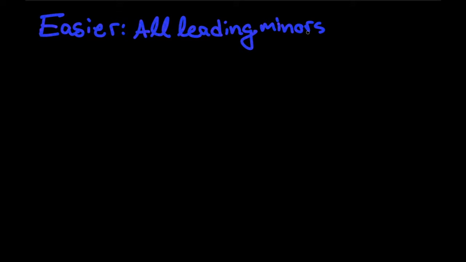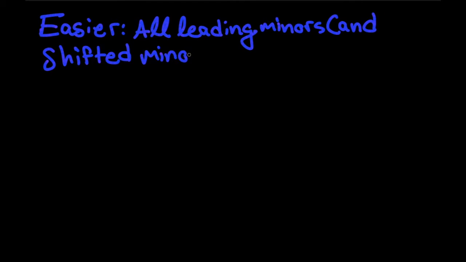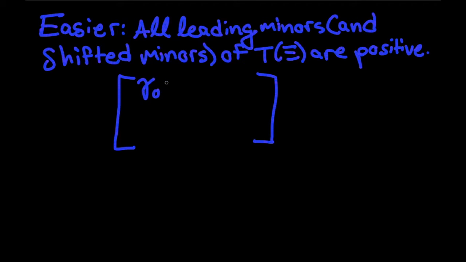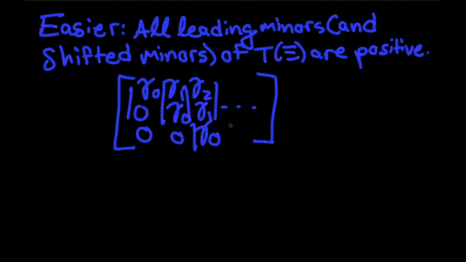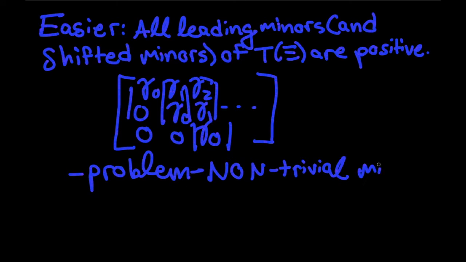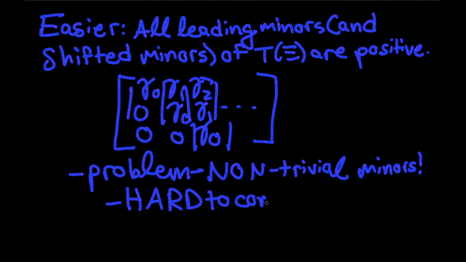An easier approach is that we look at all the leading minors. It's sufficient to look at them, and RH is equivalent to all the leading minors being positive. So what I mean by that is, we can start at the corner with gamma sub 0, but we can also start at the corner with gamma sub 1. And when we start shifting with the shifted minors, it becomes non-trivial and we can't compute it very well.